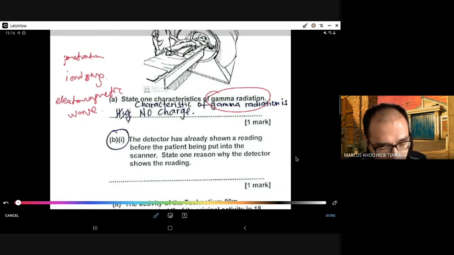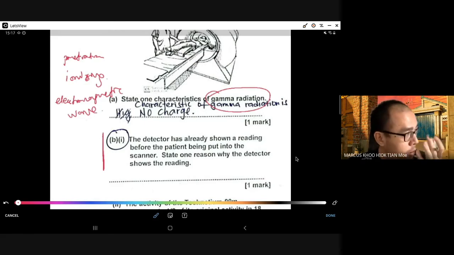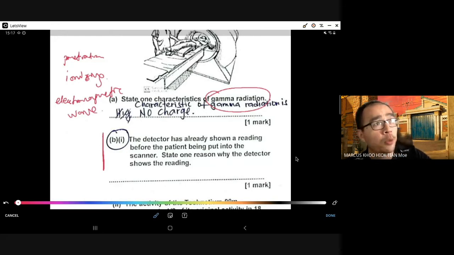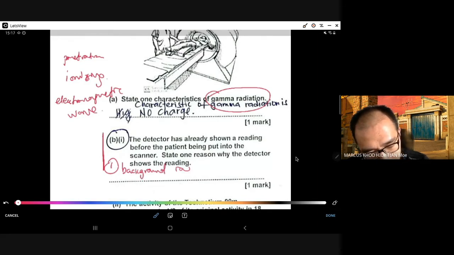Okay, now this is a very important thing which I probably did not cover in my class, but I should mention this. So the detector has already shown a reading before the patient is put into a scanner. And I think question number 4, you are also facing this problem. State why there is a reading even though there is no radioactive material in the scanner. Okay, why is there a reading? Why can we have a reading? But actually there is no radioactive material. Okay, now there are 2 causes for this. The number 1 cause is background radiation.